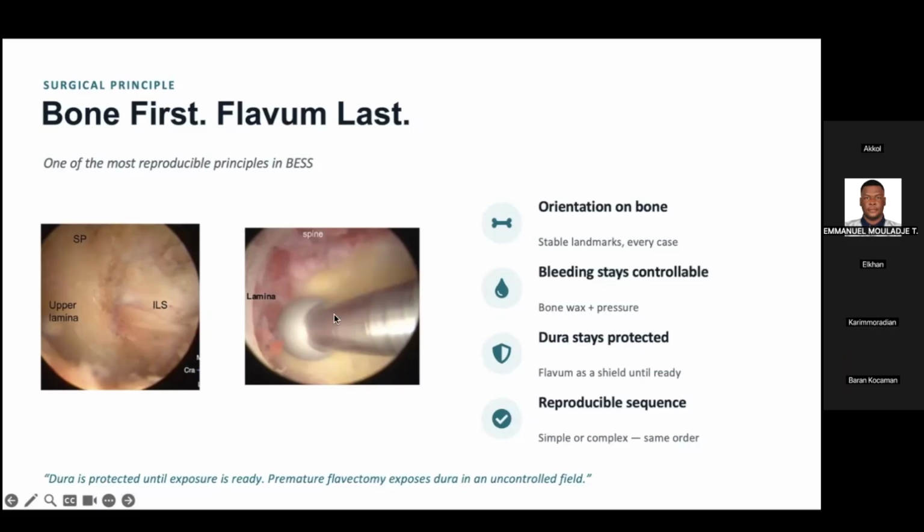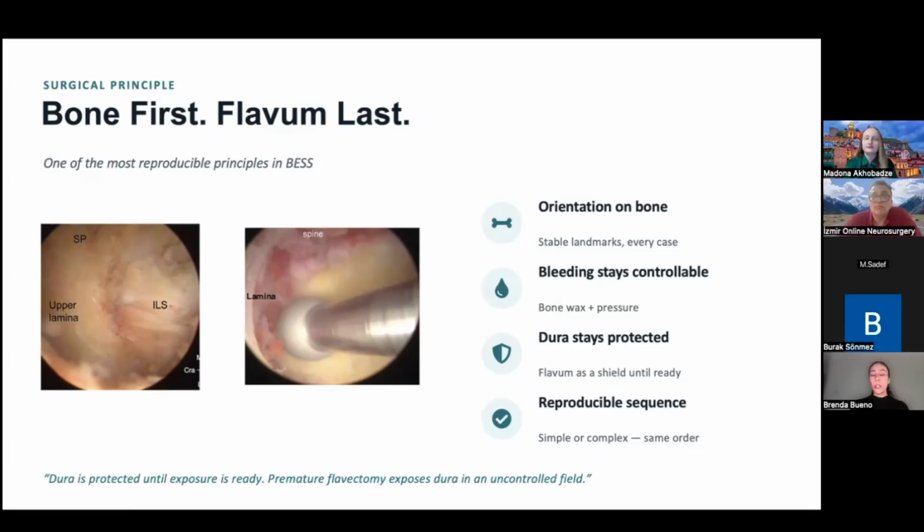I recommend you always do all the bone work first. Don't touch the flavum until the end, because it protects the neural elements from any injury. So first of all the compression, all the bone work, and it's easier to control the bleeding too, because you control the bone bleeding first, and then the plexus or the new vessels that bleed a lot, so it is easier to control your blood. And when you finish your bone work, then you start removing your flavum.